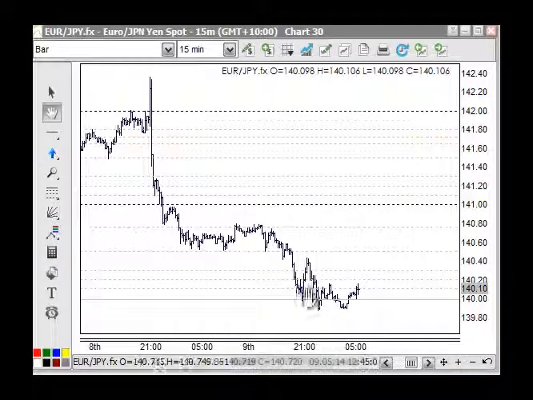So here's the 140 here. This is the euro yen. The euro, a little bit tricky to work down through here. I don't know. It looks like an A and a B and a C to me. I can count the 5 waves in here to complete this here.